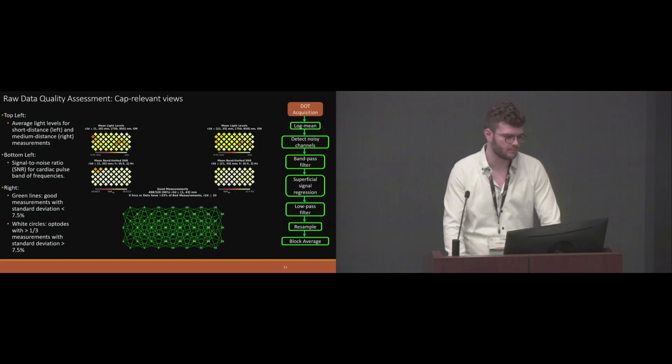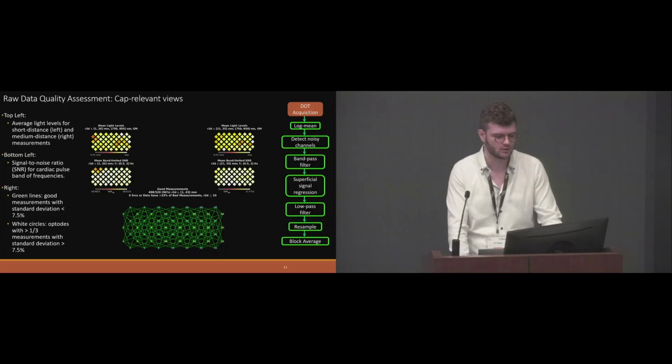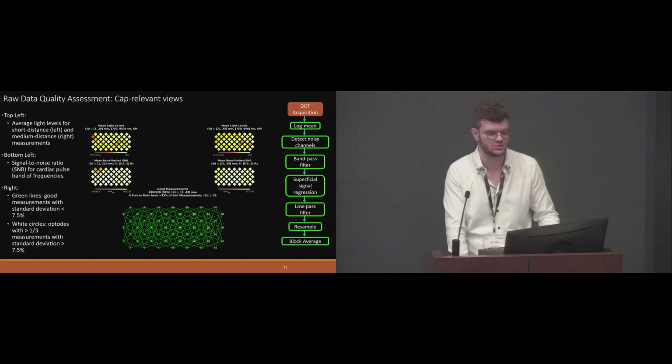And then finally, at the bottom, we have our green line plot. Each of these green lines corresponds to a measurement pair between a source and a detector. And here we are showing exclusively good measurements with green lines, so those measurements that have a standard deviation less than 7.5%. This is a very good data set, so we actually don't have our white circles. White circles will show up on this plot if a measurement or an optode has 1/3 of its measurements with standard deviation greater than 7.5%. So if a certain optode has 1/3 of its measurements as bad, then we indicate that entire optode as bad with a white circle.